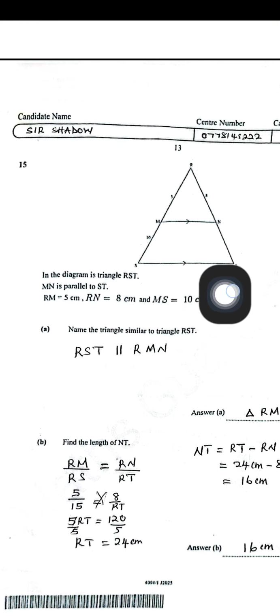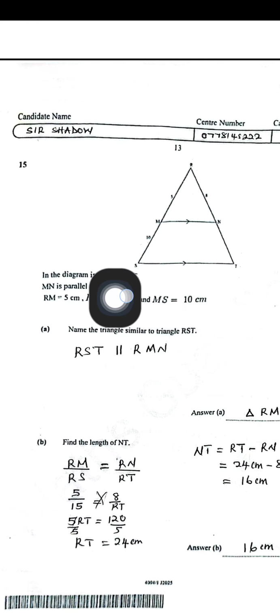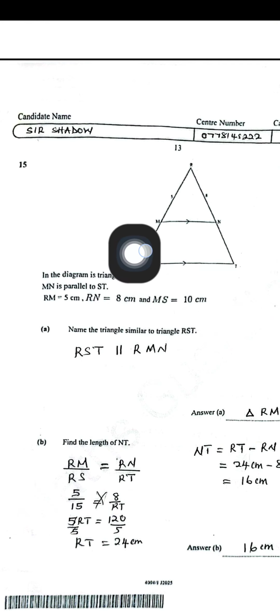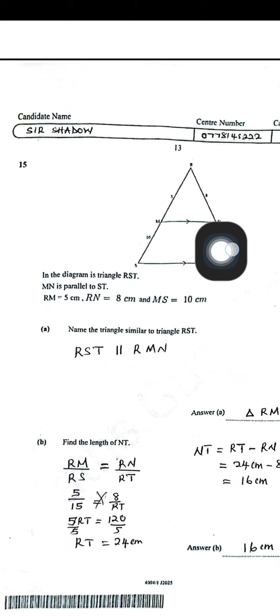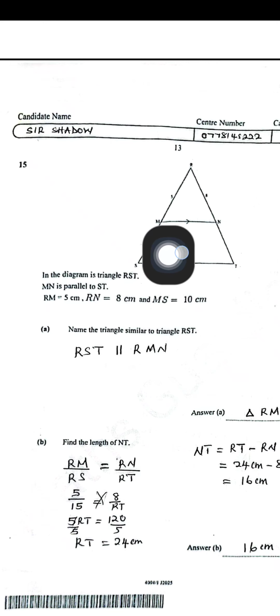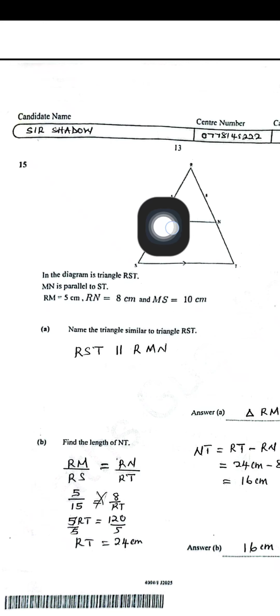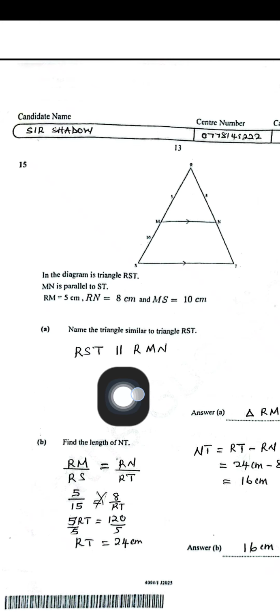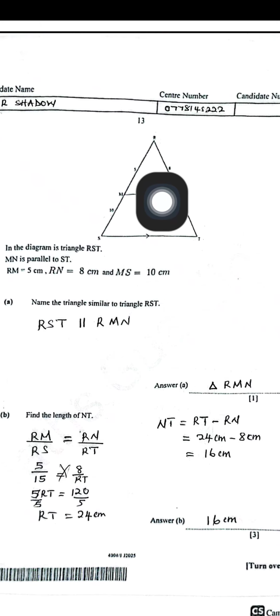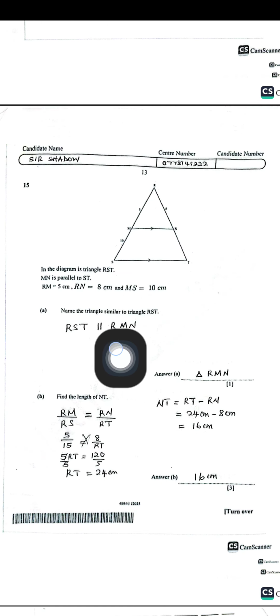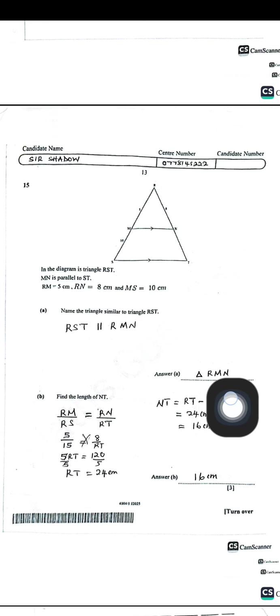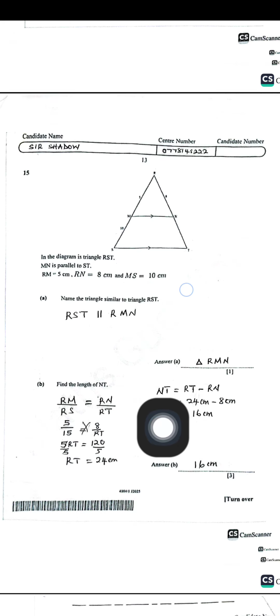But these two lines are parallel, M, N and S, T. They are parallel, starting with M, starting with S. But S is found between, so M must also be found between. So we are saying R, M, N. RST is similar to RMN. The solution is found right here. The triangle which is similar to RST is triangle RMN.